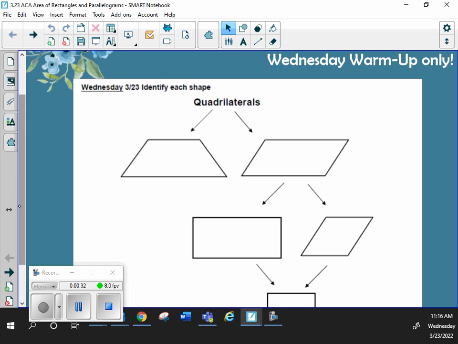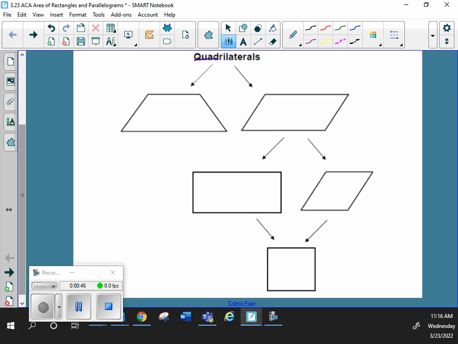Okay, so starting with quadrilaterals. What's special about quadrilaterals? They have how many sides? 4 sides, because which part says 4? Quad. Okay, 4, quad. So these are all going to be 4-sided shapes that we look at today.